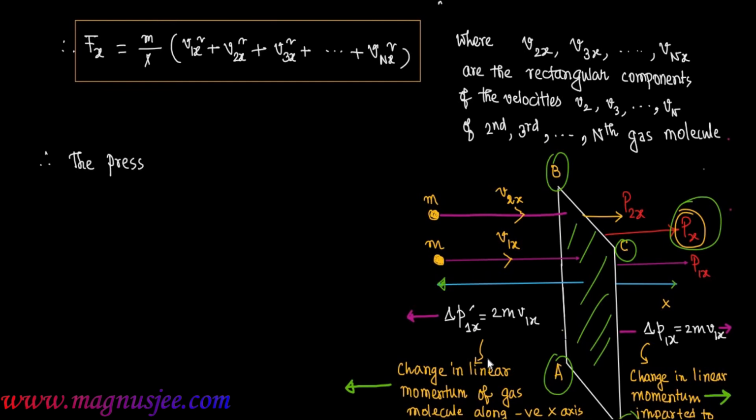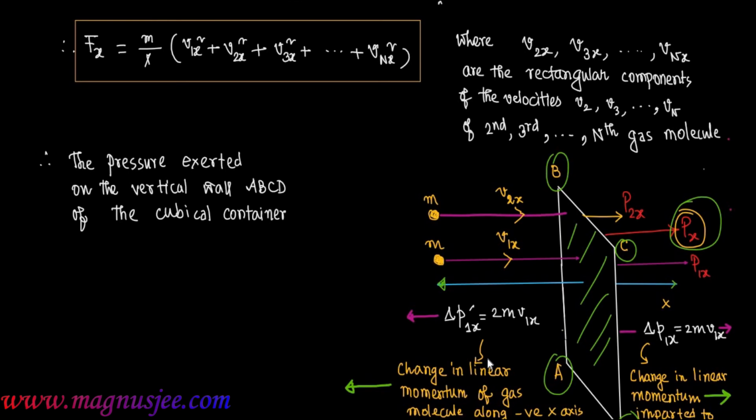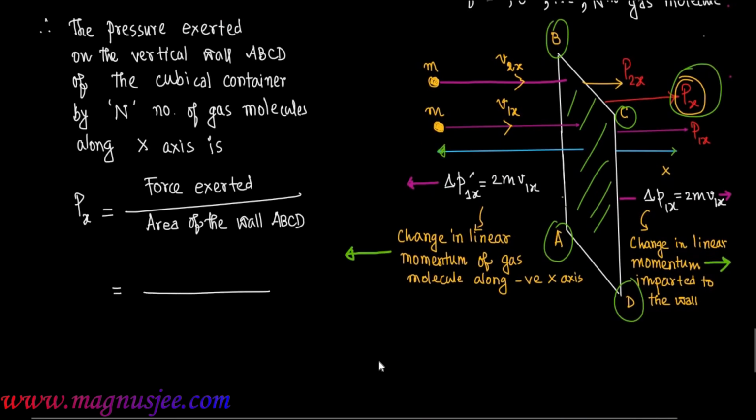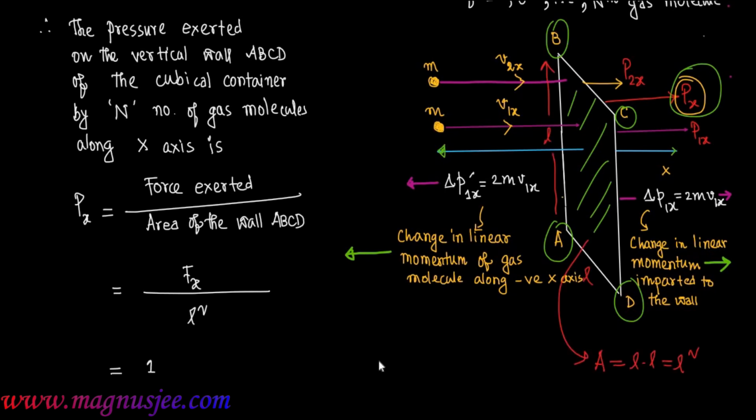Therefore the pressure exerted on the vertical wall ABCD of the cubical container by n number of gas molecules of the ideal gas along x-axis is given by Px is equal to P1x plus P2x plus dot dot dot, and Px is the pressure exerted by the n number of gas molecules along x-axis, which is equal to force exerted divided by area of this vertical wall ABCD, equal to Fx by L square.